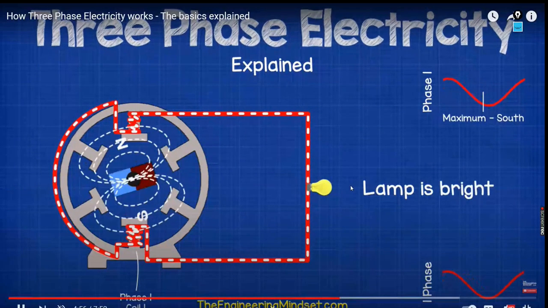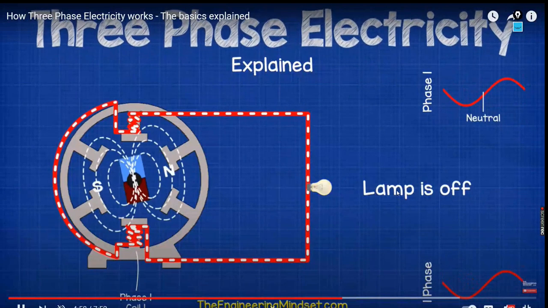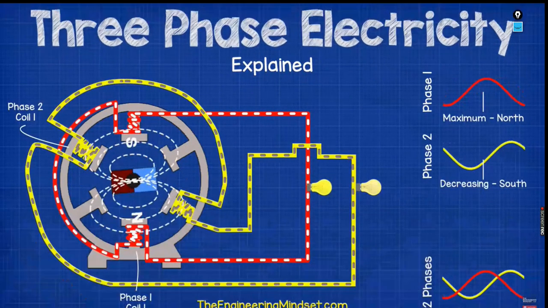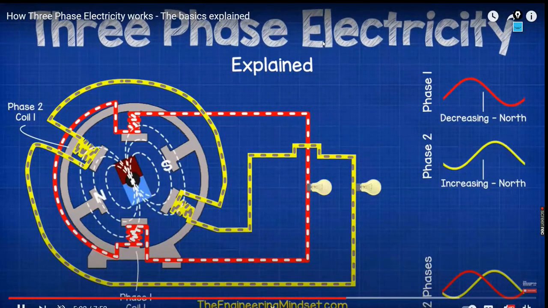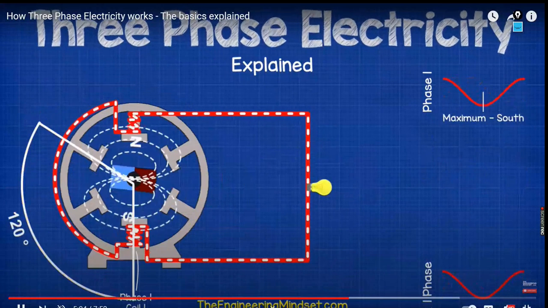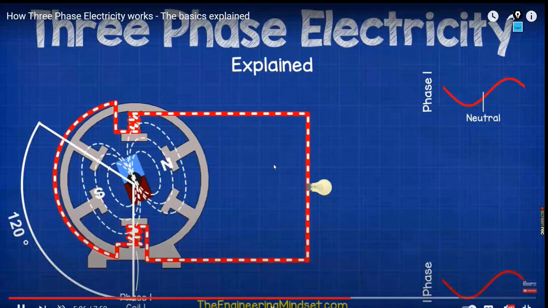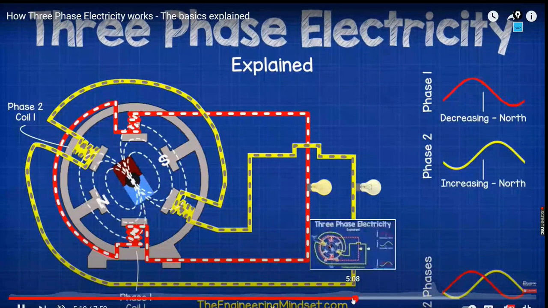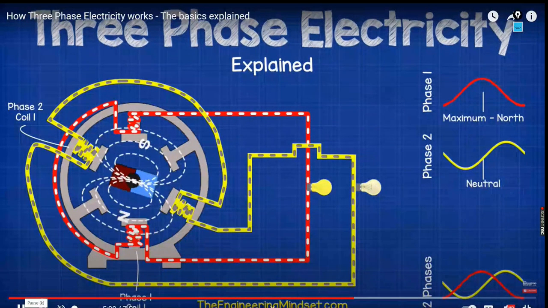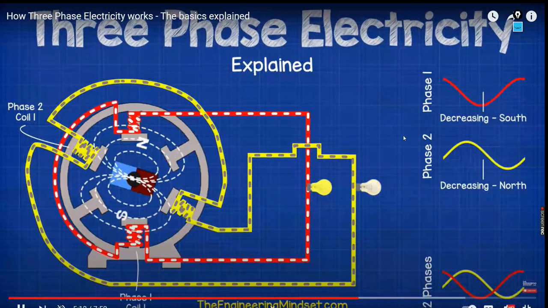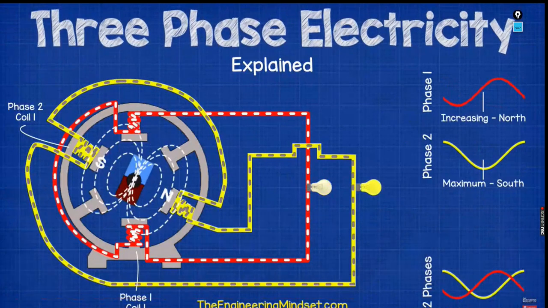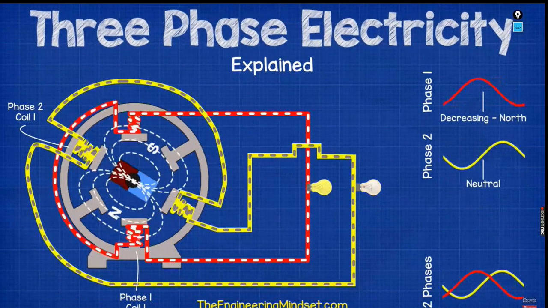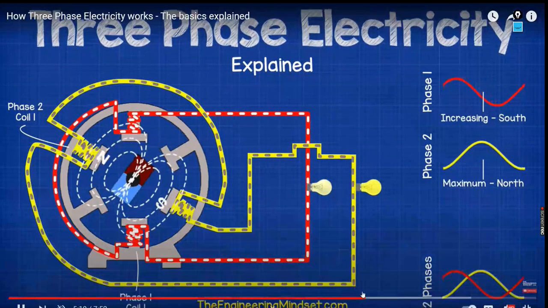Brightness is changing here. The lamp is bright, dim, off. Then the Y phase. What is the displacement angle here? 120 degrees. The displacement caused by the Y phase is a 120-degree displacement.